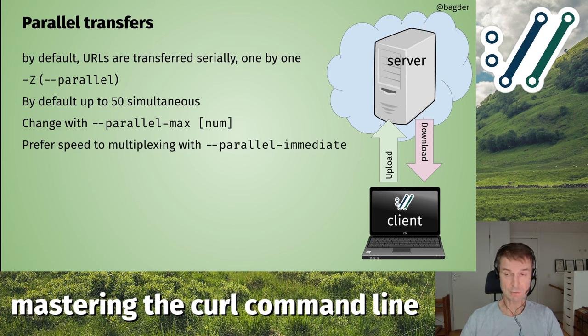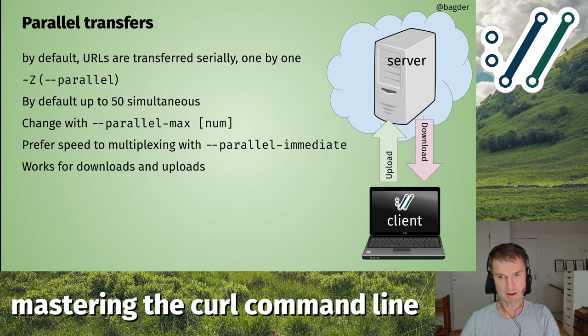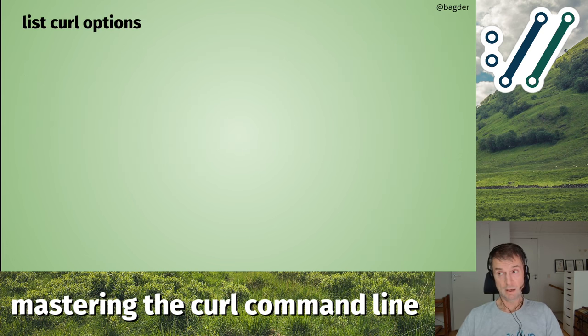And you can also tweak it a little bit, and say you prefer multiplexing or not multiplexing by using this parallel immediate, which changes the priorities for curl on how to do things. And you can do them in both directions. It's really handy if you have a lot of different downloads, and if they're independent of each other, why not get them all at the same time?